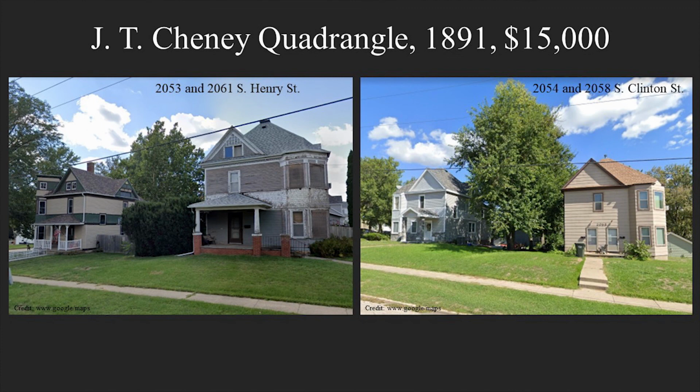John T. Chaney, we already saw his house, but a few blocks away from that, in 1891, he built 4 houses, 3 identical and 1 slightly different. It was what was called the John T. Chaney Quadrangle, all 4 houses built for $15,000. You can see their addresses there, 2053 and 2061 South Henry Street, and 2054 and 2058 South Clinton.